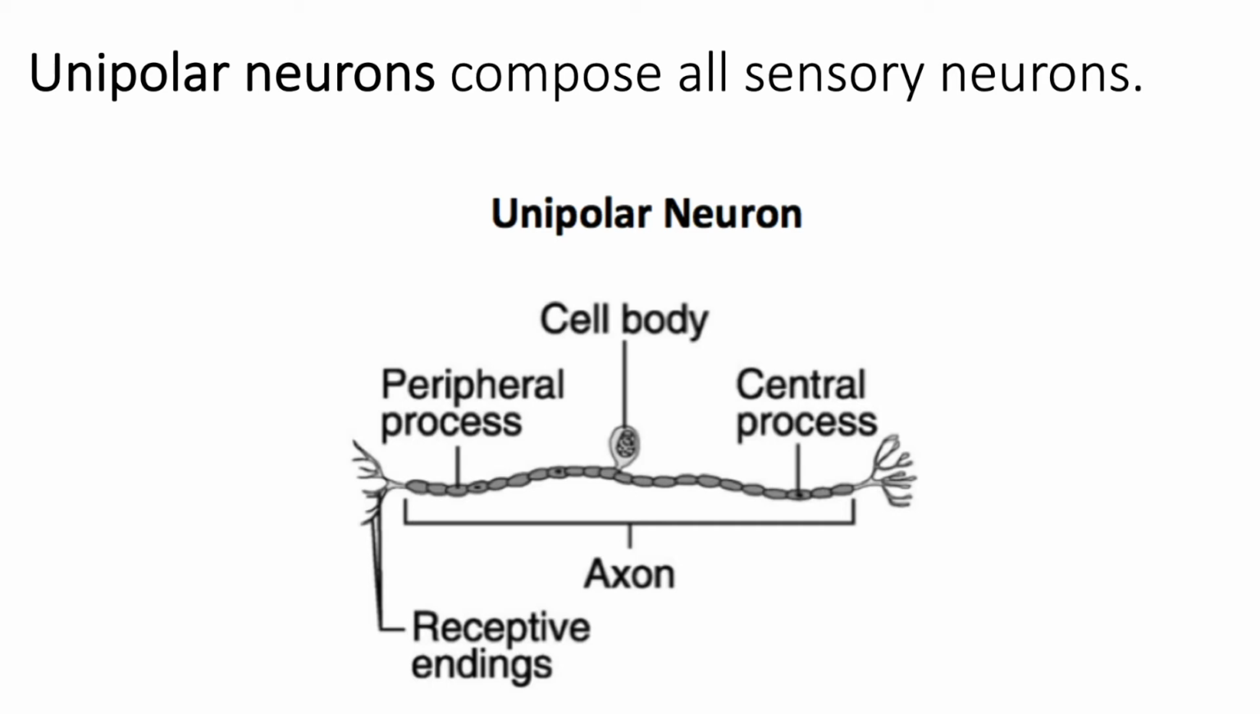Now, once those receptive ends are stimulated by a stimulus, that action potential is generated across that axon towards the cell body, passes the cell body, and then proceeds along that central process. That central process leads into the spinal cord, if it's a spinal nerve, or into the brain if it's a cranial nerve. And then the end point of the central process, those terminal boutons, will synapse on another neuron. Unipolar neurons, as we'll see when we talk about them functionally, compose all sensory neurons, okay?